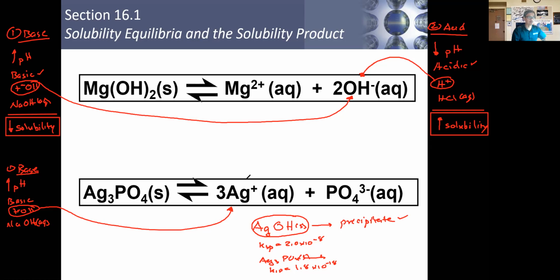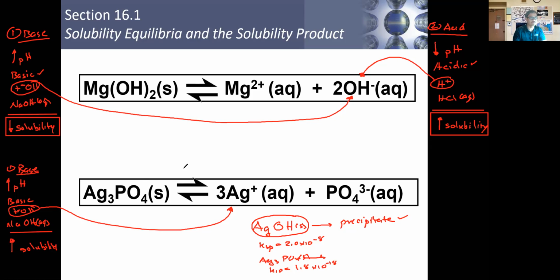That means we're going to remove the silver ions from the solution to make this new compound, which means in this case it will increase the solubility because it's forming this precipitate right here. And that's what we see happening by adding in a base, specifically adding in hydroxide. So in adding in this hydroxide, making the solution more basic, we will increase the solubility.